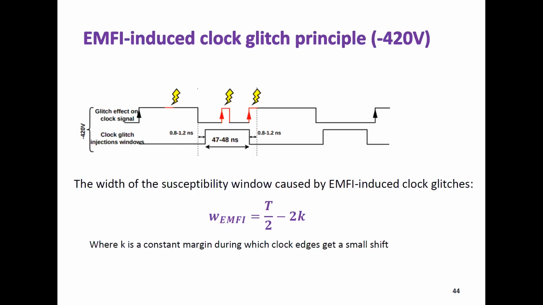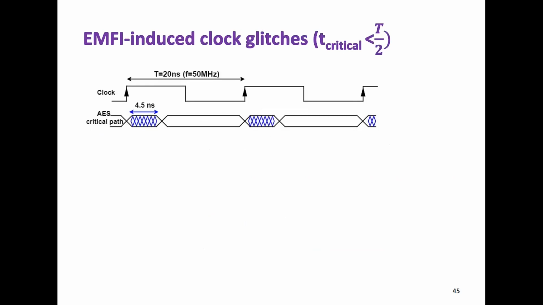Now, how do these mechanisms explain the experimental results obtained at low and moderate frequency? We divided into two parts, the first one T critical less than T/2. As I mentioned before, the maximum clock frequency of our device under test is 200 megahertz, around 4.5 nanoseconds. With a clock period of 20 nanoseconds, or clock frequency 50 megahertz, T critical is less than T/2.